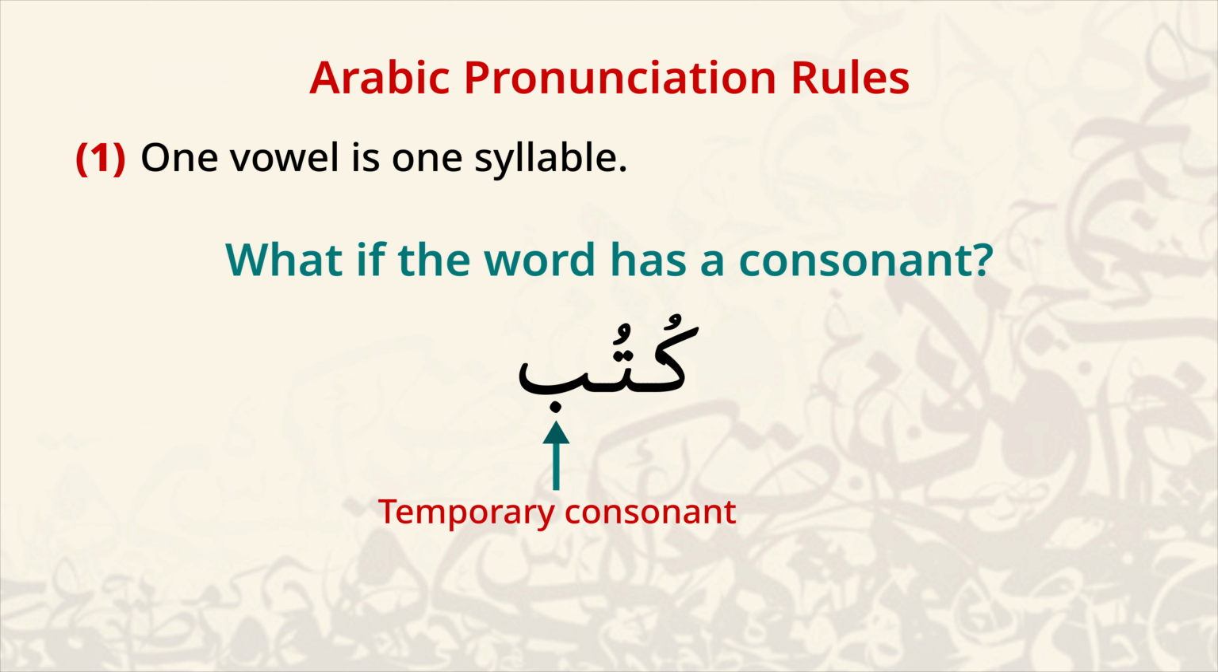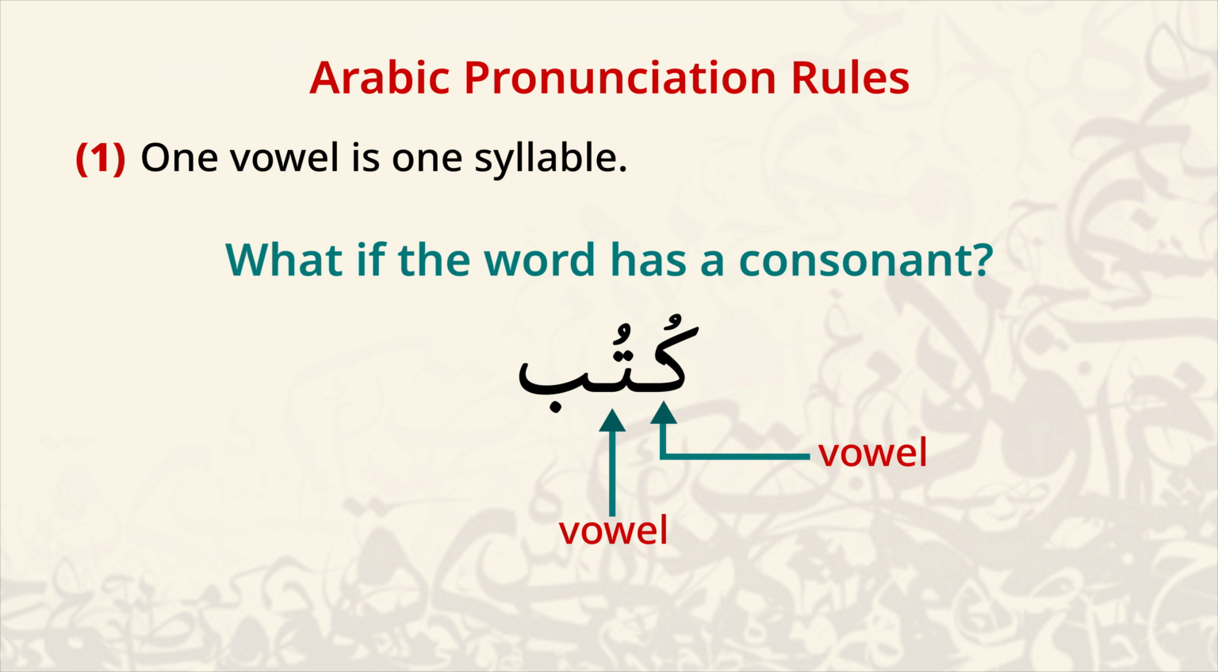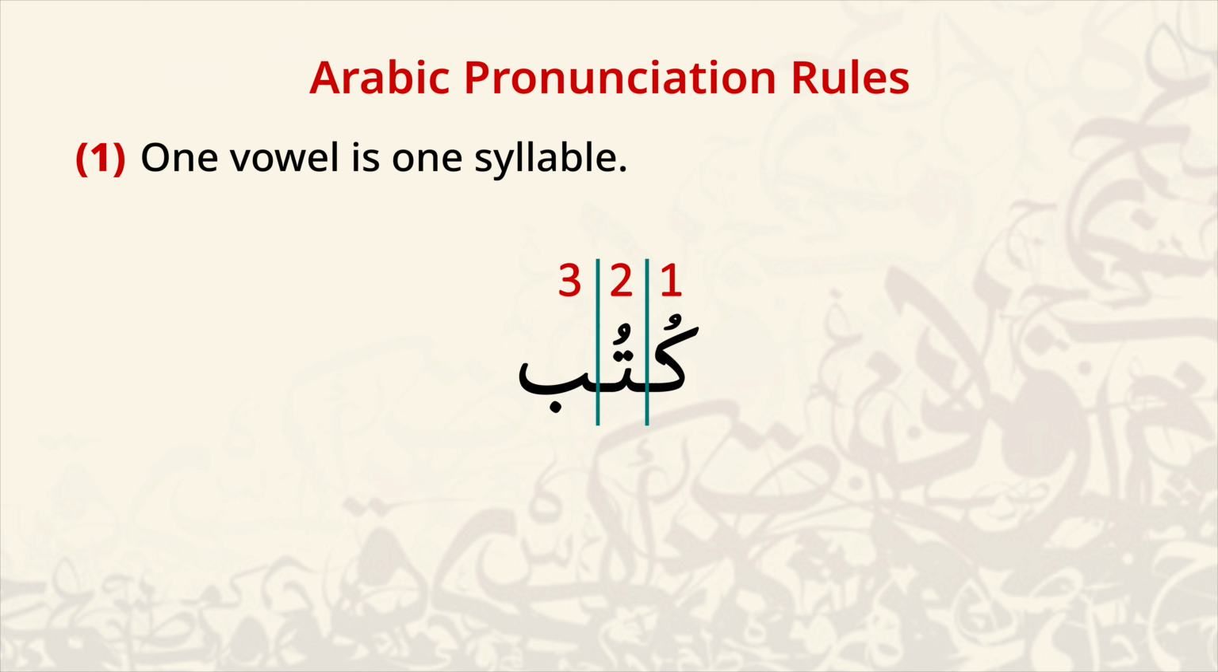Based on the first rule we mentioned, we have 2 vowels, the first and the second letters. But we also have one consonant, which is the last letter. How did I know it's a consonant? Because it has no label above or below. We have 2 vowels and 1 consonant. Will we have 3 syllables as before? If we do so, the last letter, which is a consonant, will be alone in a separate syllable, which means we will have to pronounce it alone when pronouncing each syllable alone.